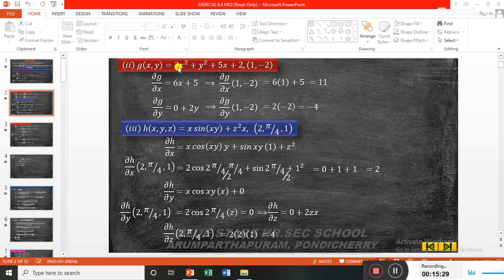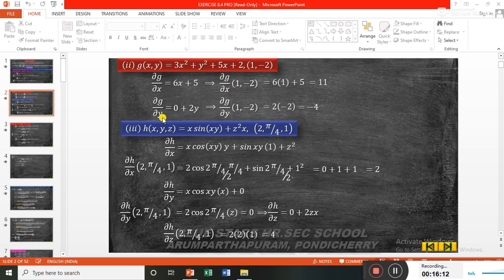So ∂g/∂x equals, I differentiate the 3x square. So 3 into the differentiation of x square, which is 2x. So 3 into 2x is 6x. Next, y is a constant because there is no x term, and the differentiation of a term without x is 0. So the differentiation of y square is 0. Next, the differentiation of 5x is 5 into the differentiation of x, which is 1. So the differentiation of 5x equals 5. So I get 6x plus 5. Now I substitute the point (1, −2) into ∂g/∂x; this is the x point, this is the y point. So 6 into 1 plus 5 equals 6 plus 5, which is 11.